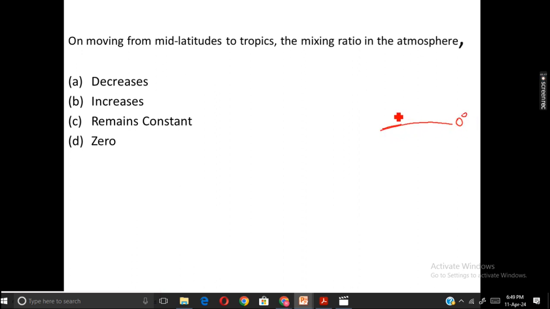This is 0 degree, which is the equator. Then we have 23.5 degree north, 23.5 degree south, which is Tropic of Cancer and Tropic of Capricorn. So this region is basically known as the tropics.